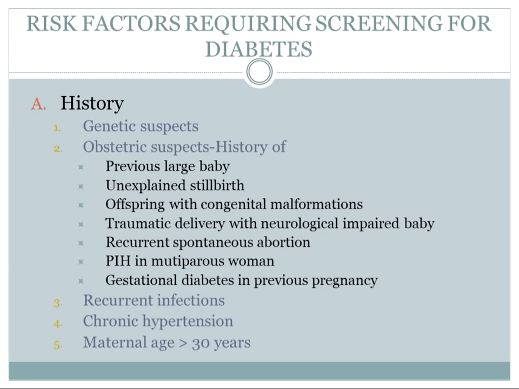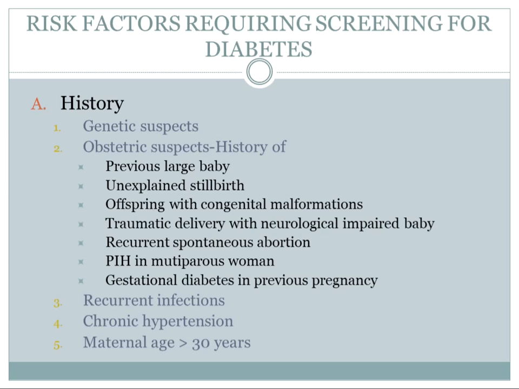Now, what are all these risk factors in history? Genetic suspects may be there. That means there may be a family history of diabetes. Parents may be diabetic, siblings may be diabetic, first or second degree relatives may be diabetic.